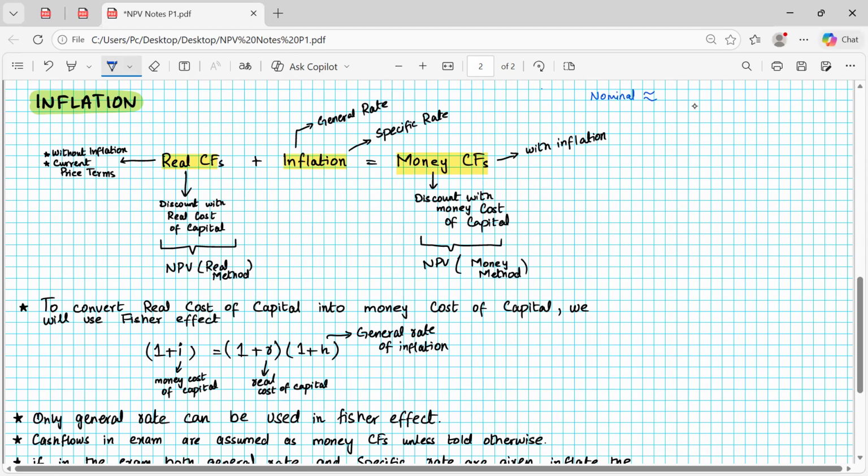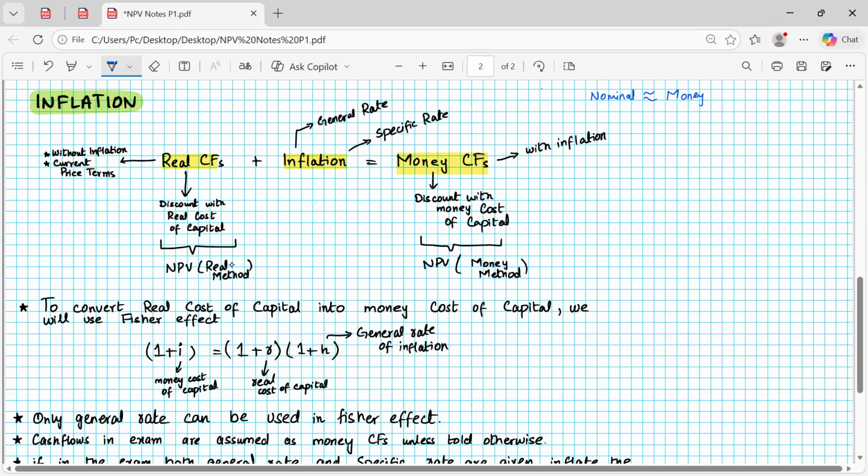So if you see the word nominal cash flows here in my notes, it means that I am talking about the money. Whatever is nominal, it means money. So you don't need to get confused. It means the same thing. Now there are two types of NPV. You can calculate the NPV using two methods: the real method and the money method.